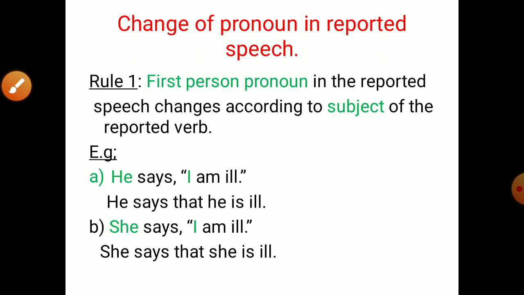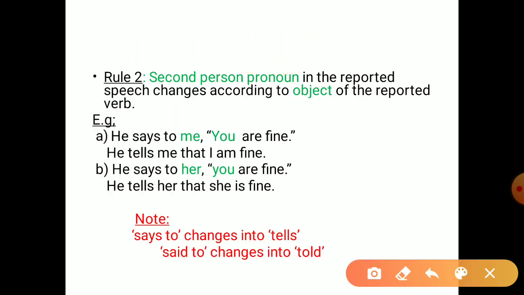Now we will discuss how second person pronoun in the reported speech changes. See this sentence: he says to me, you are fine. In this reported speech, you are fine, a second person pronoun is used. What's the rule? Second person pronoun in the reported speech changes according to the object of the reported verb. This needs to be understood. If there is first person pronoun, it changes according to the subject. But if there is second person pronoun, it changes according to the object of the reported verb. In this sentence, he says to me, he is the subject, me is the object. We need to change it according to the object of the reported verb, which is me. So you will change according to me.